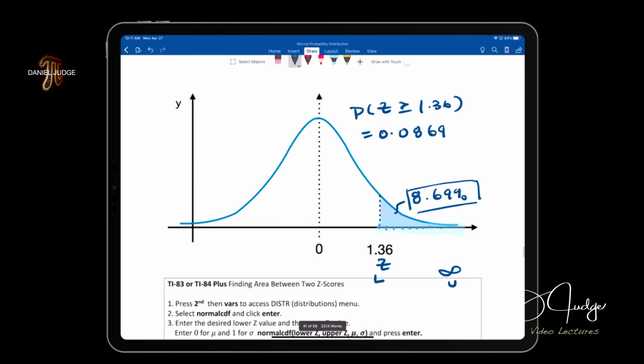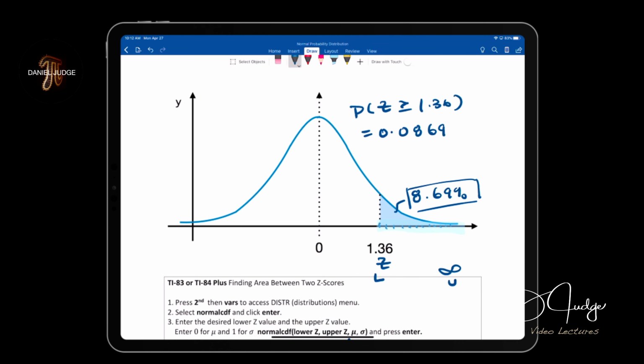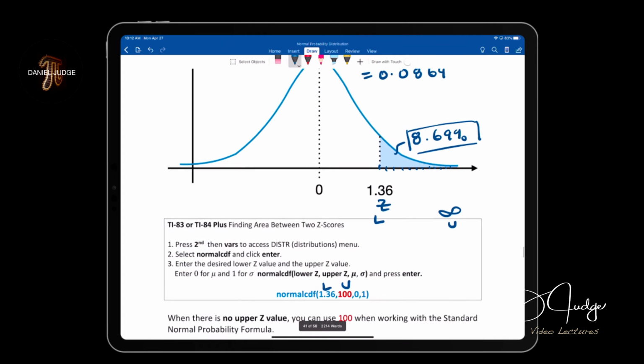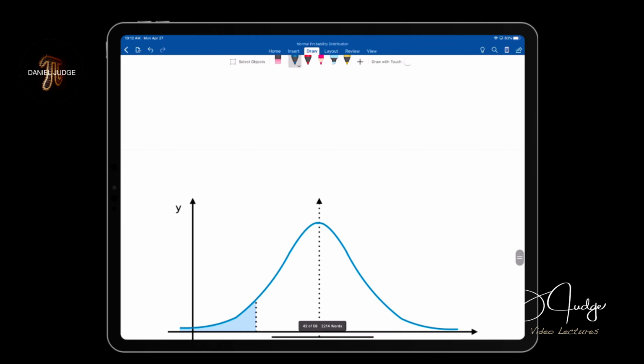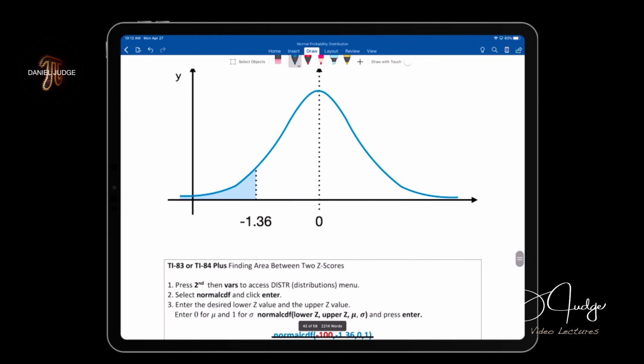This is how we use the TI to deduce these answers here. Okay, 8.69% is in that tail. So it's up to you guys. We can go about it this way. I even have instructions for a left tail. And for the left tail again, this is the probability that Z is less than or equal to a negative 1.36. So let's double check.